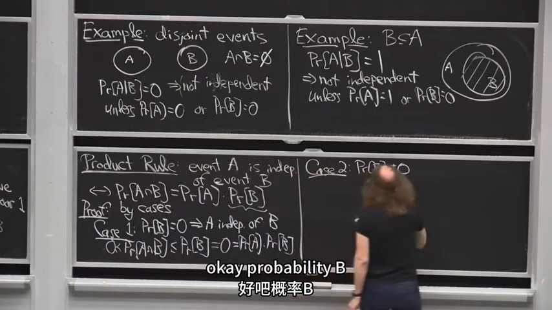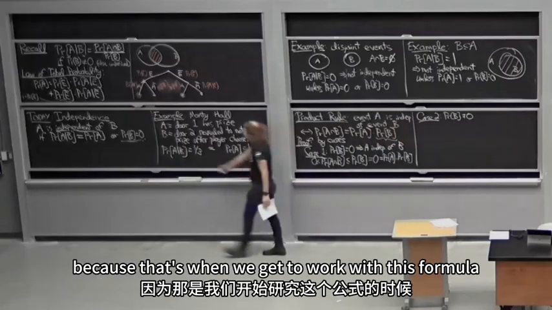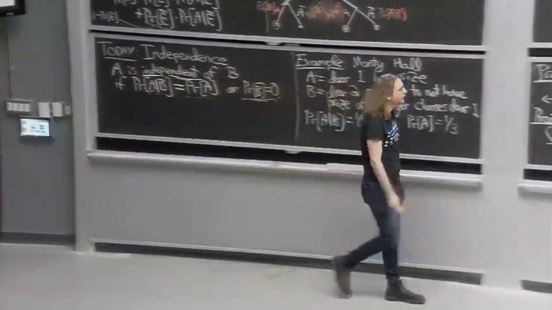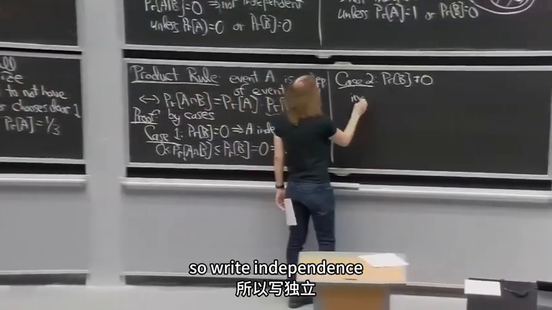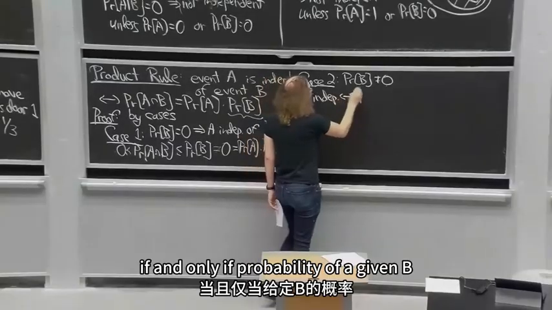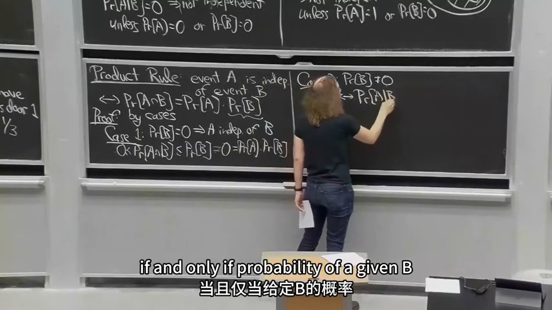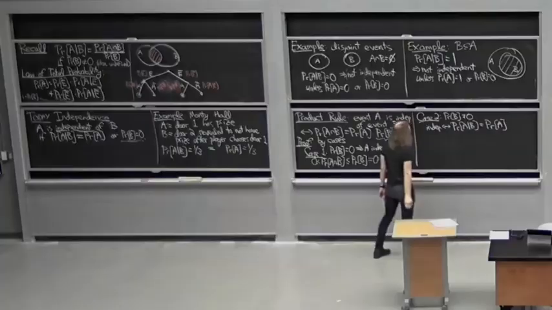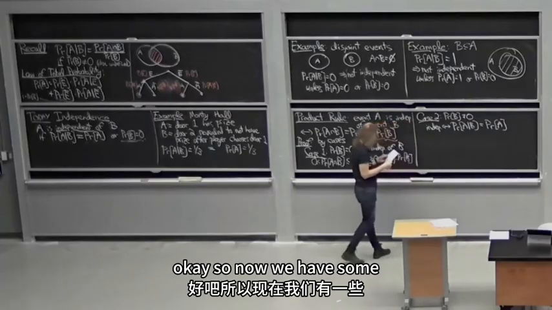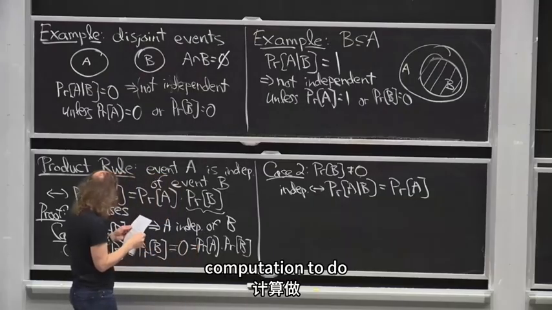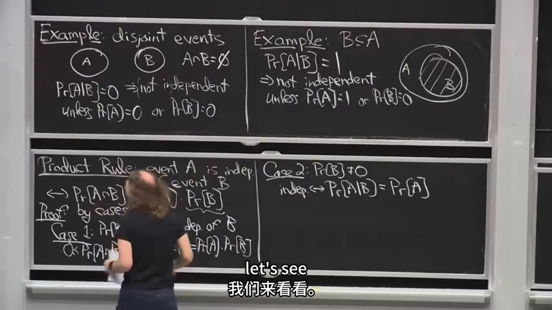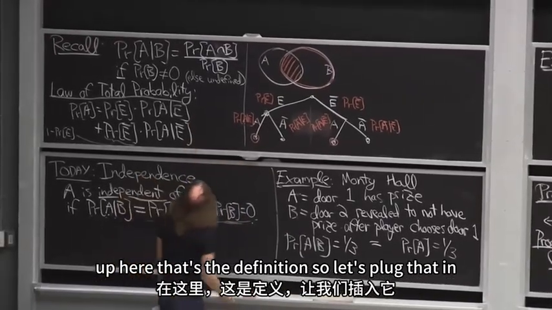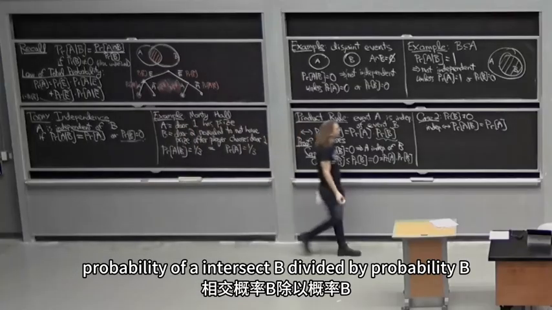Okay, probability B not equal to 0 is the more interesting case, because that's when we get to work with this formula. Probability of A given B is equal to probability of A. So that's the definition of independence. So we'll write independence if and only if probability of A given B equals probability of A. Okay, so now we have some computation to do. Let's see. We also have a formula for probability of A given B up here. That's the definition. So let's plug that in. Probability of A intersect B divided by probability of B.